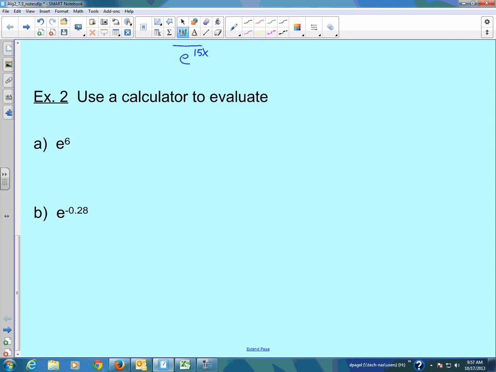Calculator-wise, just to make sure we're understanding where these buttons might be on our calculator and how we use them. E to the 6. So it depends on your calculator. Sometimes you put the 6 in first and then hit the e to the x button. Or sometimes you hit the e to the x button and then put the 6 in, it just depends. But if you did e to the 6th power, you would get 403.428.